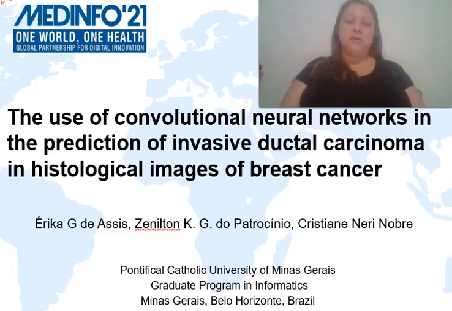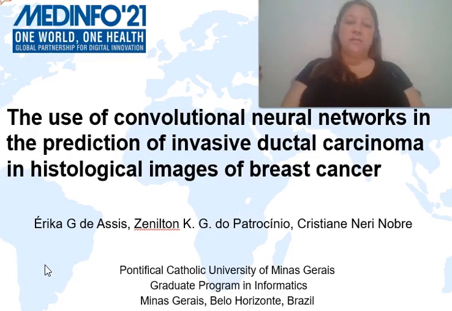I am a student at Pontifícia Católica University of Minas Gerais in Belo Horizonte, Brazil, in the graduate program in Informatics. This work is about the use of convolutional neural networks in the prediction of invasive ductal carcinoma in histologic images of breast cancer.